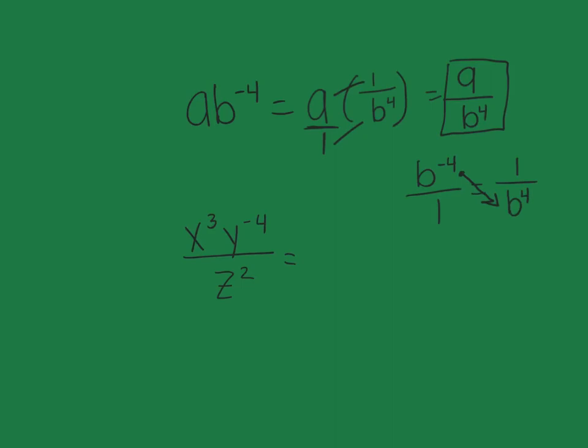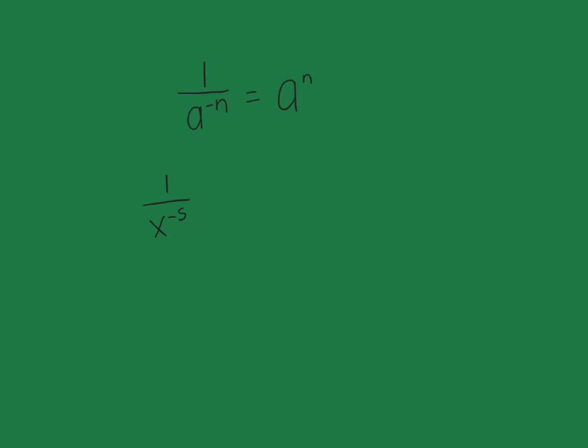So my x's are already positive, so I will just leave them where they are in the top of the fraction. The y's, however, are negative, so in order to make them positive, I'll bring them to the bottom of the fraction, and now it's y to the power of positive 4. The z's are already positive, so I will leave them exactly where they are, z to the power of positive 2. Now that we have all positive exponents, this is your simplified expression.